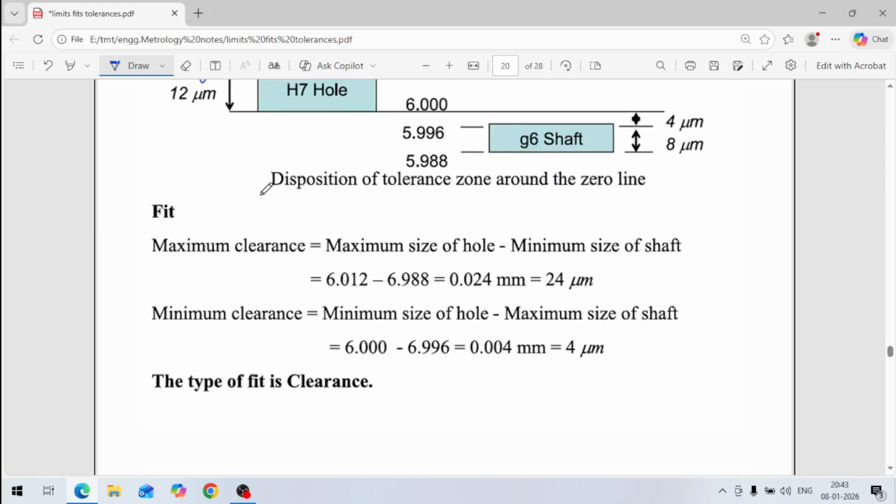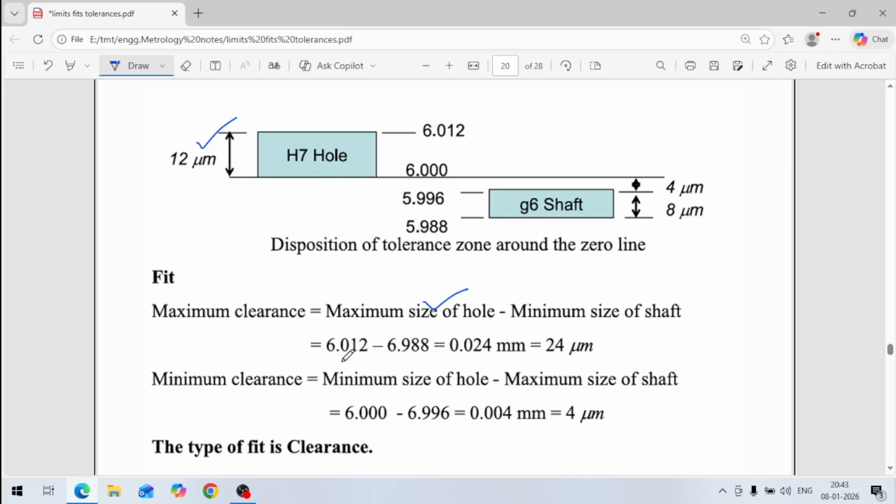So now how much is the maximum clearance? Maximum clearance is maximum size of the hole minus minimum size of the shaft. That will be the maximum clearance. My maximum size of the hole is 6.012 and minimum size of the shaft is 5.988. If you subtract this, it becomes 0.024 mm. That means 24 micron is the maximum clearance.